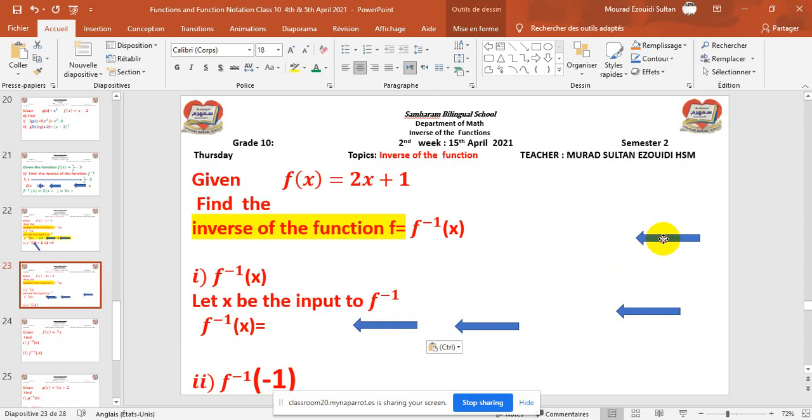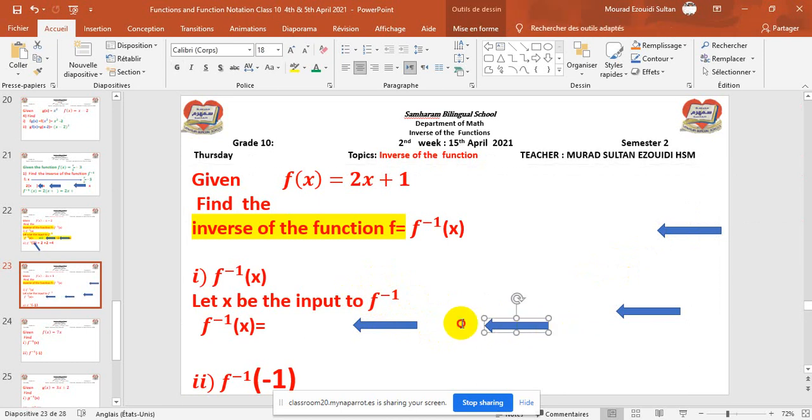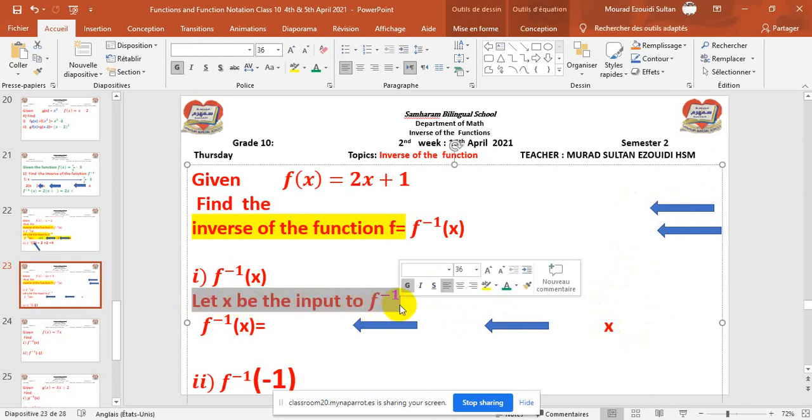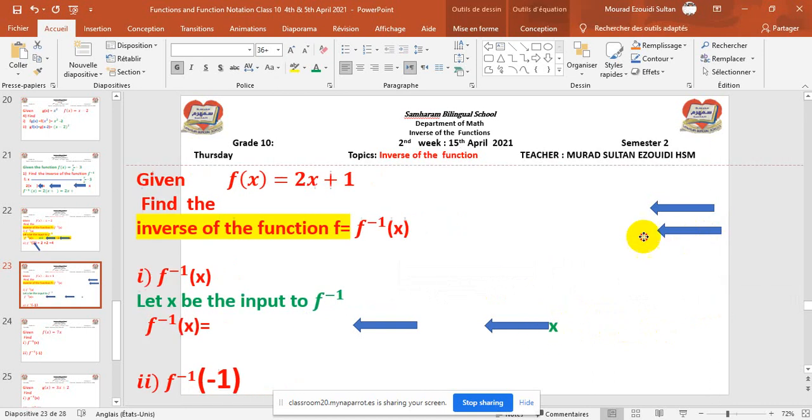We should put x, or let x be the input to 2f minus 1. So I will start from here with x. I will write here x. This x, my daughters, is the input. I will start from that, because I told that let x be the input 2f minus 1. So that's why I should prefer to write here x. Clear? Then I will move to my function.